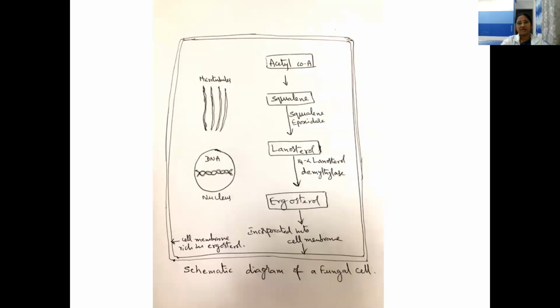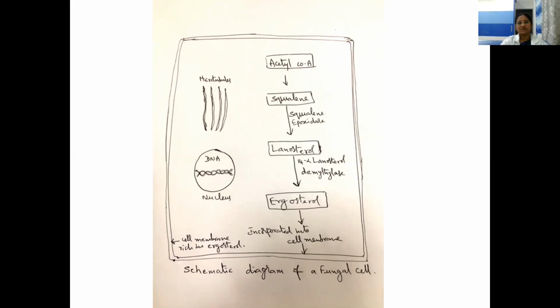Coming to the cell structure of the fungi, they prepare their cell wall because of the availability of enzymes present inside the cell body. The cell wall consists of beta glucans, chitin, and ergosterol. Ergosterol is the main constituent of the cell wall of the fungi. In humans, cholesterol is present, but in fungi, ergosterol is present.